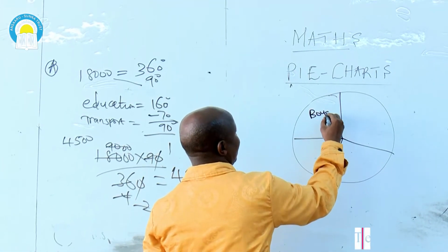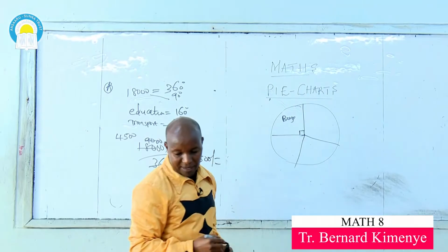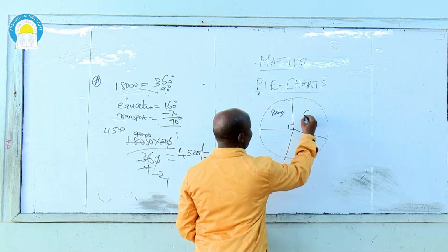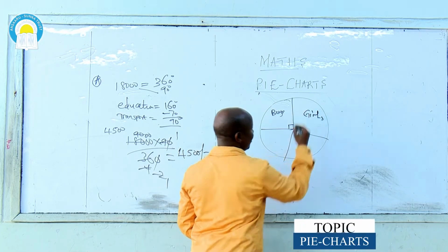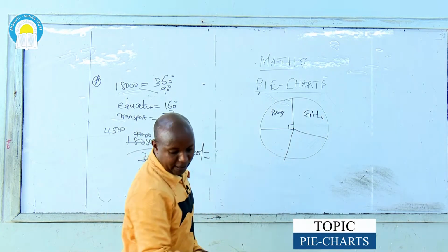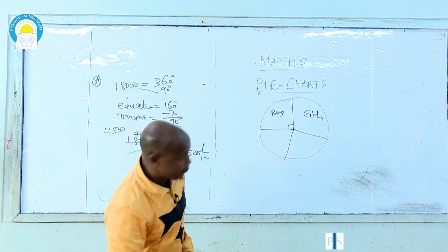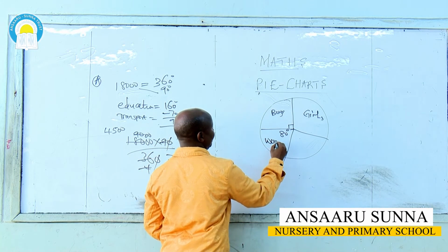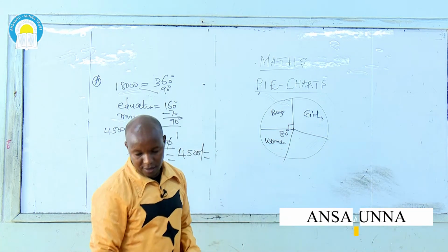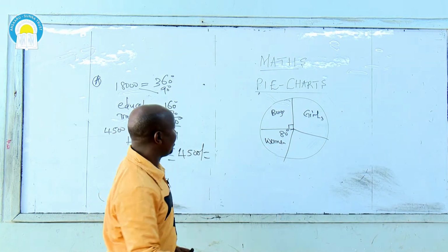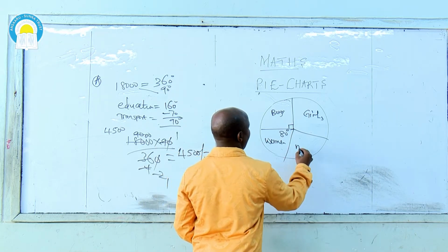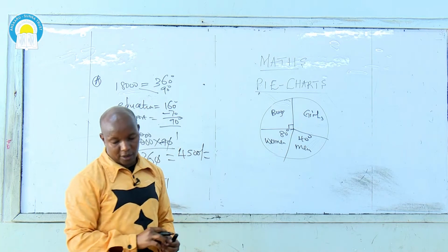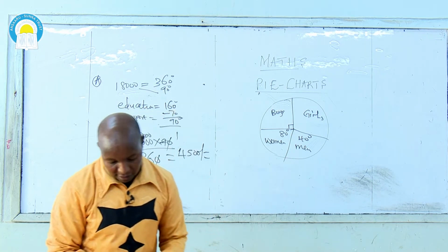Boys have 90 degrees. We have girls whose degrees we don't know. Then we have women, which is 80 degrees. And now we have men, which is only 40 degrees. These are the pie chart details. Question number 47, the year 2005.